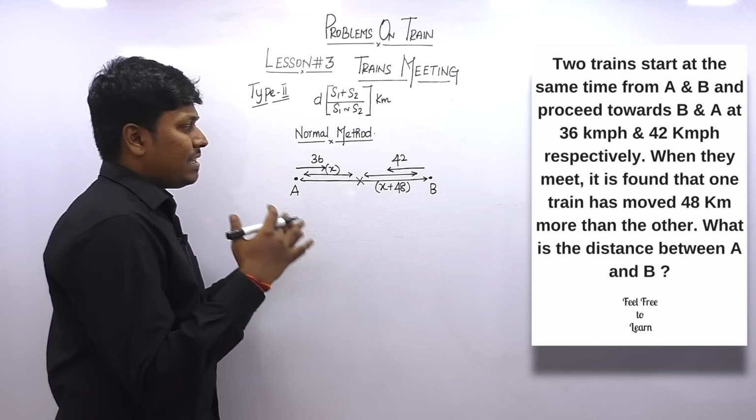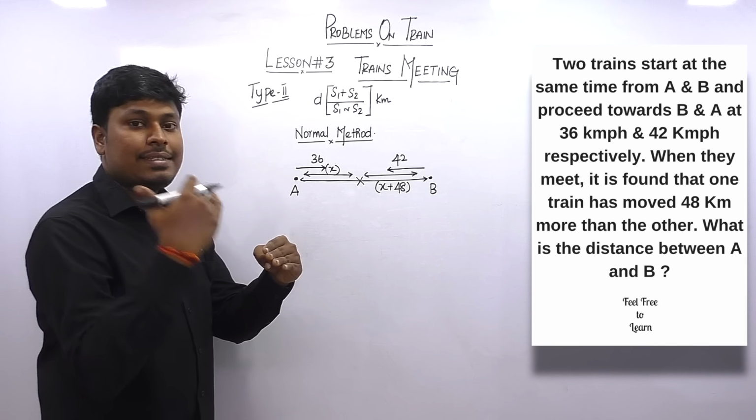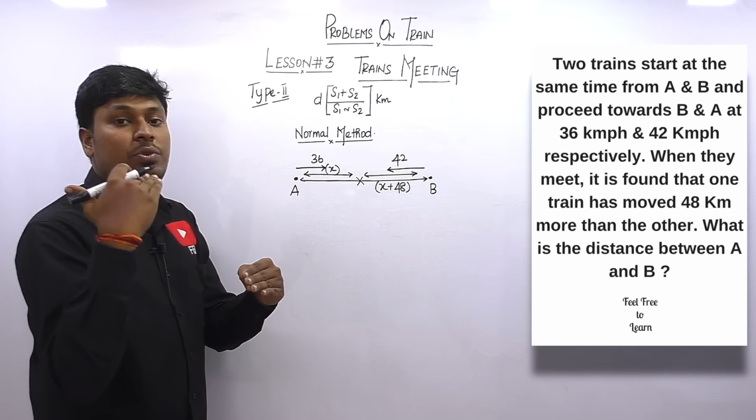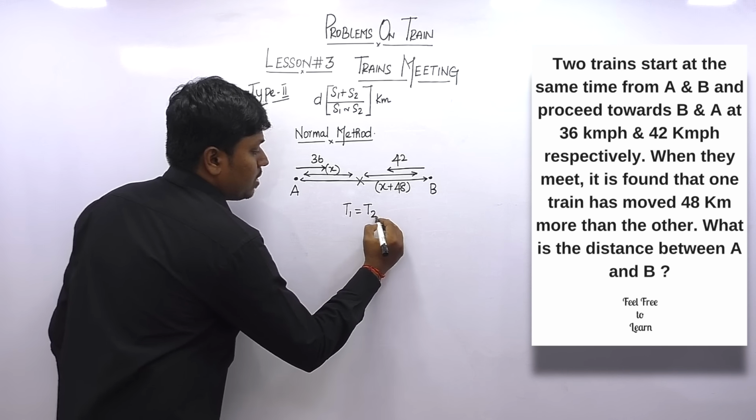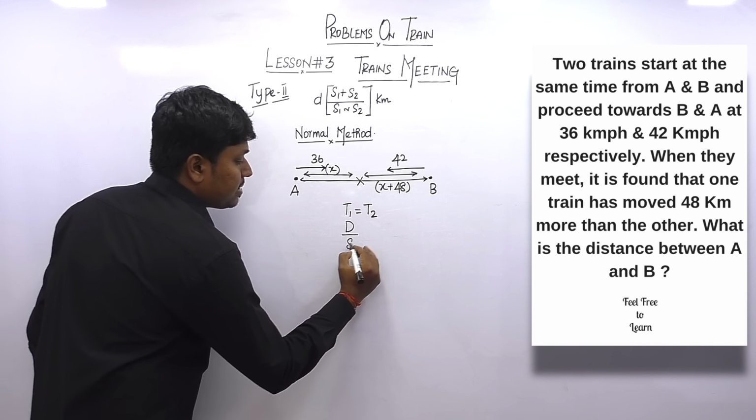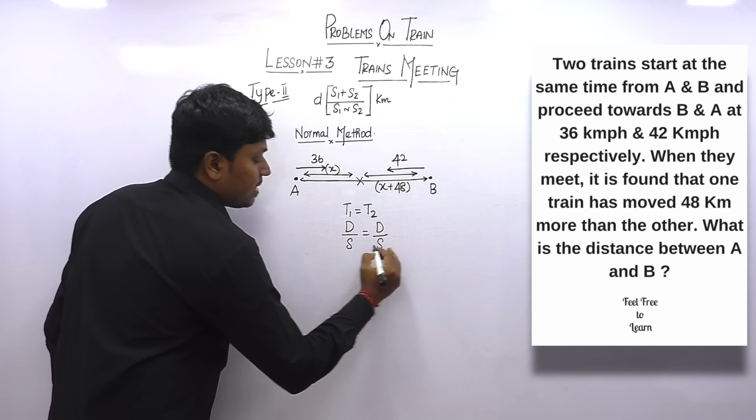So listen here, in the basics I have told you, right? If both the trains are meeting, what you need to equate? You need to equate the timing. So equate time 1 is equal to time 2. Time will be distance divided by speed. Second time, distance divided by speed.